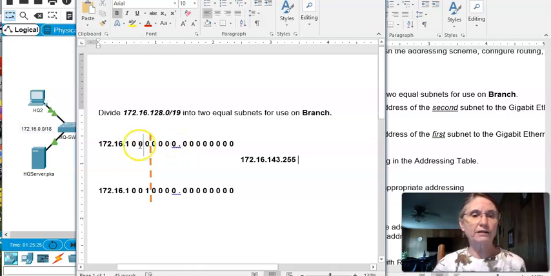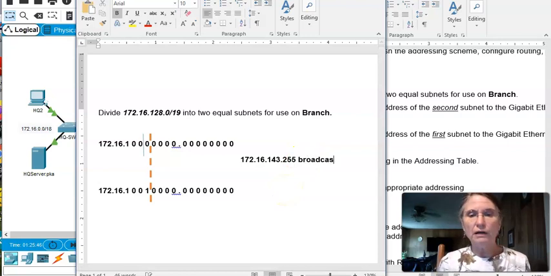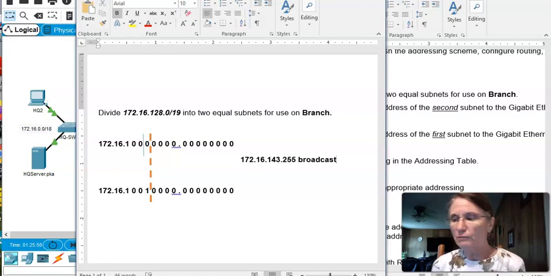And don't forget that you have a 128. So 128 plus 8 plus 4 plus 2 plus 1 will give us the 143. And then all 1 bits in the last octet will be 255. So that's going to be our broadcast address for this subnet.